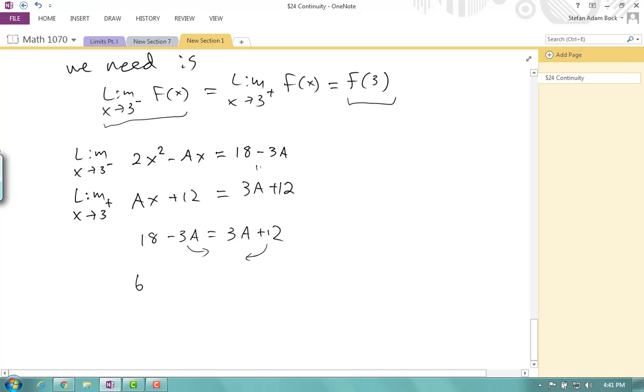So I'll have 18 minus 12, which is 6, equals 3a plus 3a, that is 6a, which I guess means that a is equal to 1. And I only had equations which are linear in a, whatever that means, so I'm only going to have this one solution. And that's it right there. That's all values of a.